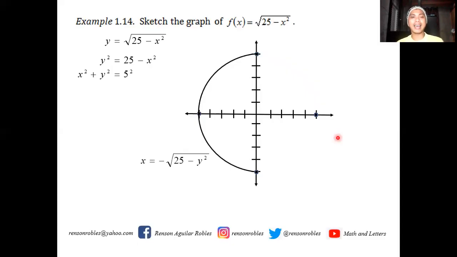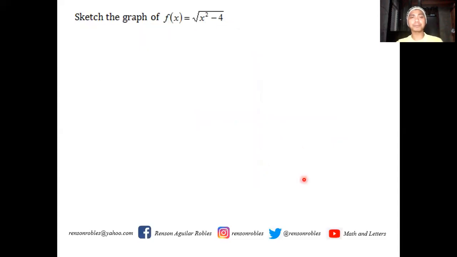And again, the one drawn on the left side of the y-axis is the curve x equals negative the square root of 25 minus y squared. And then the domain of this function is the closed interval -5 to 0, and the range is the closed interval -5 to 5. Okay, another one. We sketch the graph f of x equals the square root of x squared minus 4.